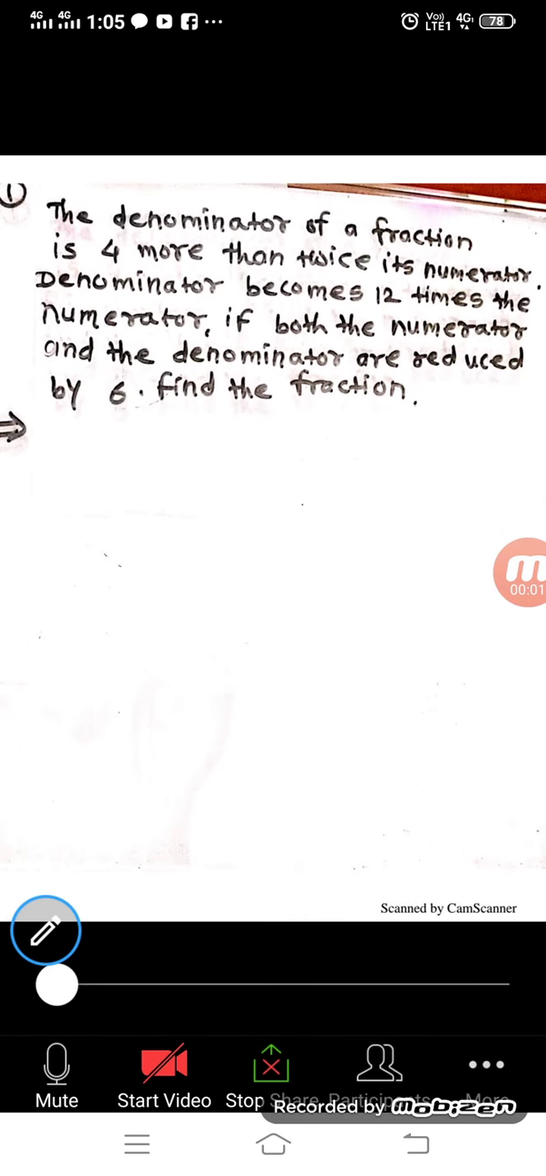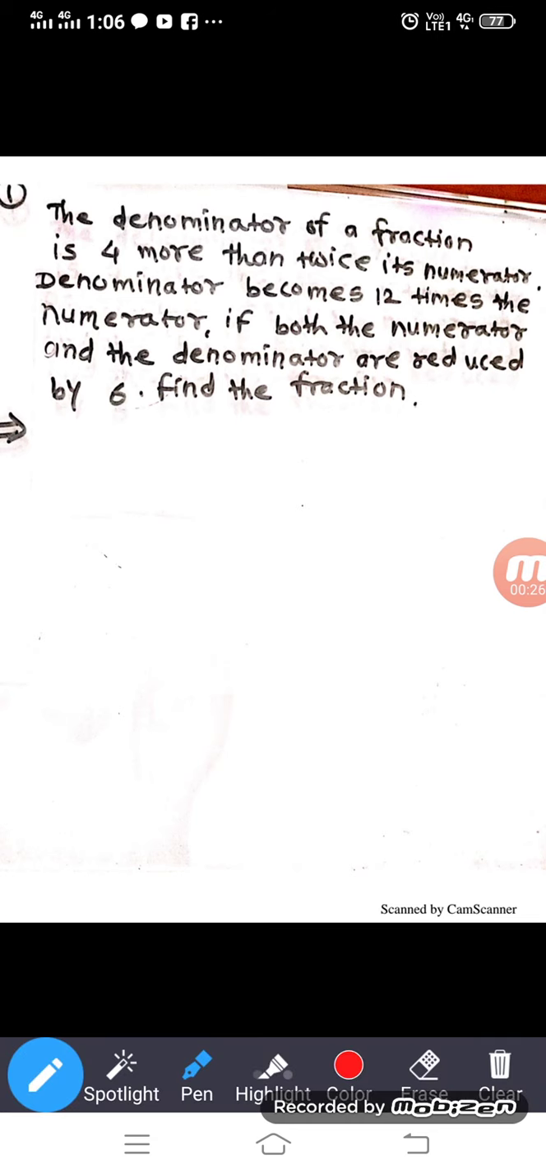Simultaneous equations, that is word problems. The denominator of a fraction is 4 more than twice its numerator. Denominator becomes 12 times the numerator if both the numerator and the denominator are reduced by 6. Find the fraction. First you understand the meaning of these word problems.